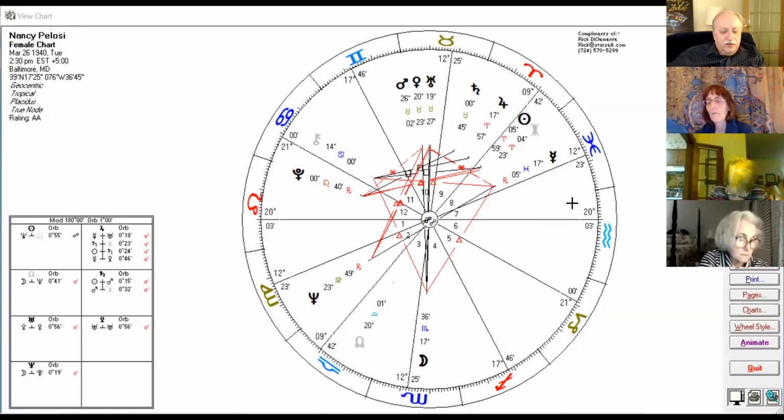Now remember, the first house is me, the 7th house is us. How am I going to be by myself? How am I going to be with my reflection off of you? And that's because it has a Libra connotation, because Libra is the 7th house. So I'm sorry, Libra is the 7th sign of the zodiac.